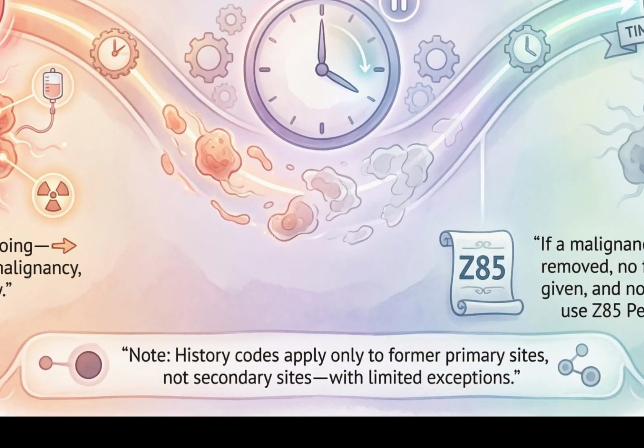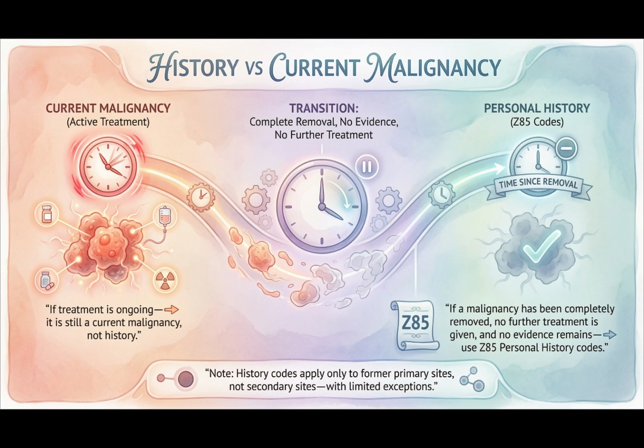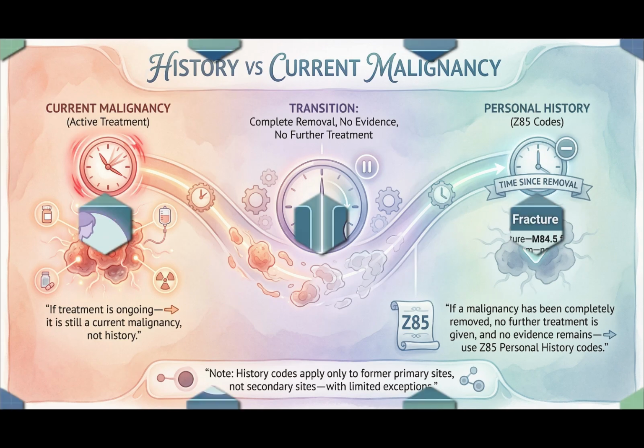Also remember this important rule: history codes apply only to former primary cancer sites, not to secondary or metastatic sites, with only limited exceptions defined in the guidelines. When in doubt, always ask, is the cancer still active or is it truly in the past?